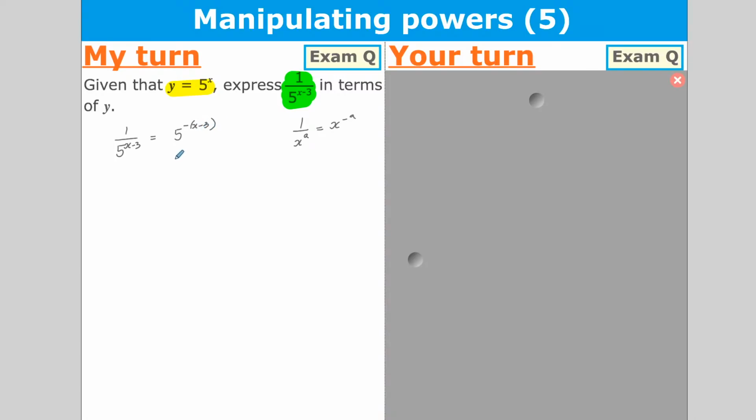Right? I could write it like that. Or, maybe a bit easier way to describe it, because I've got 1 over something, I could write it as 5 to the x take away 3 all to the negative 1, like that. I could write it in that way. Now, what we can do then, let's just consider this bit here on its own. So let's break that up into 5 to the power of x multiplied by 5 to the power of negative 3. And that's all to the negative 1.